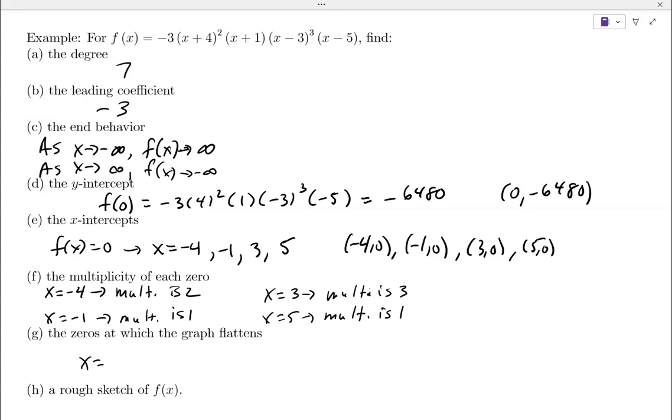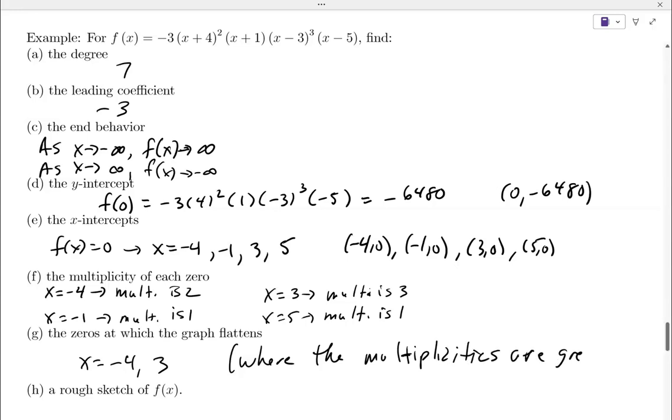Not a trick question. Yeah, -4 and 3, right? Those are where the multiplicities are greater than 1. Okay.